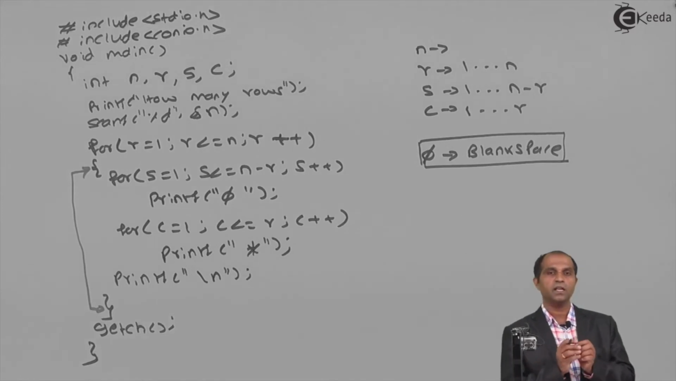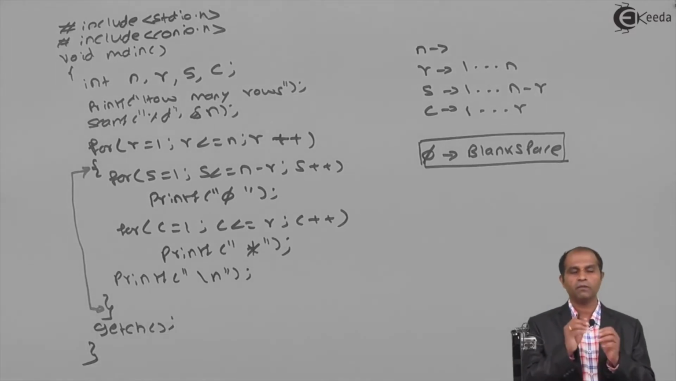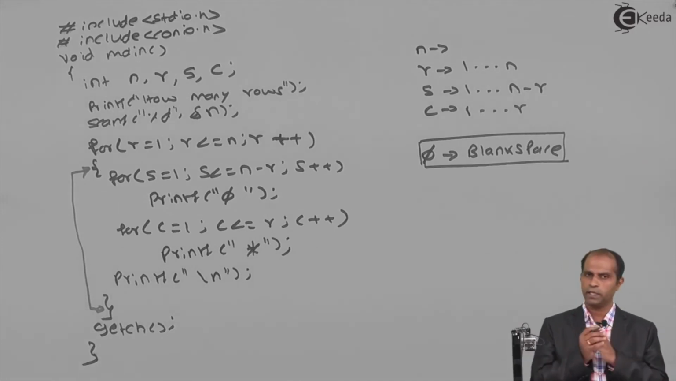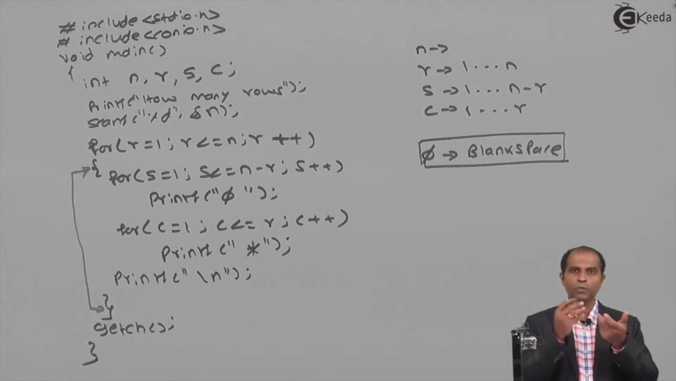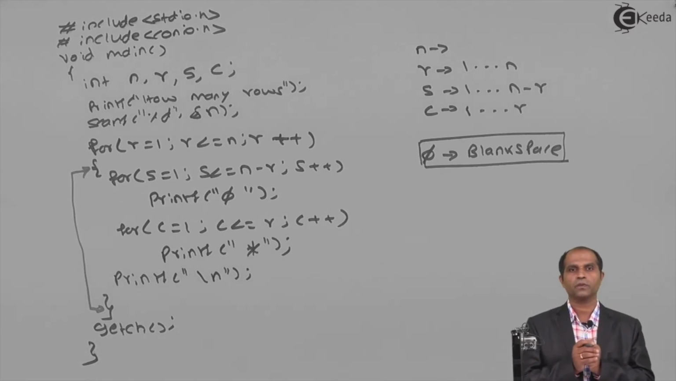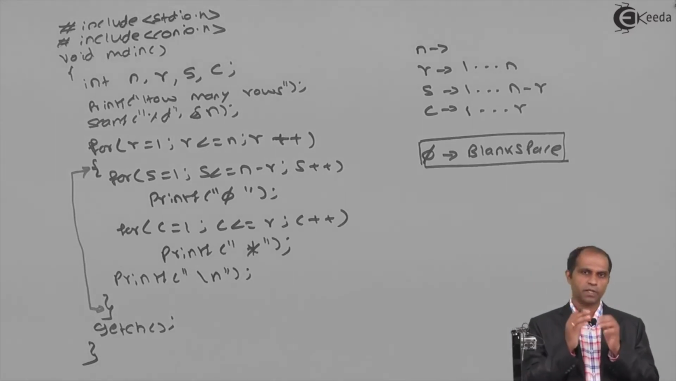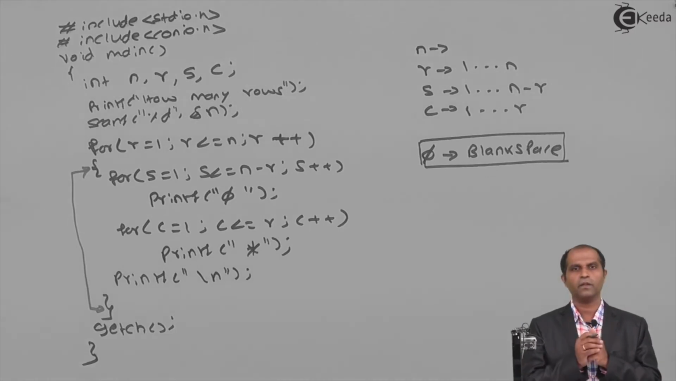So your S and C will be within R, but they will work one after another. In this program, can you make a wild guess? What if the C loop is written first and then the S loop? If S goes after the C loop, what is the expected output? Just think for a while.